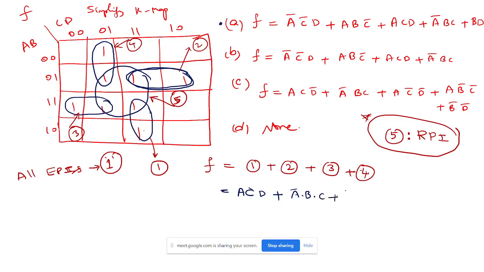Plus 3. 3 can be written as A, B, C bar. 4 can be written as what? A bar, C bar, D. So ACD, where is it? You can look at it. One second. A bar BC, then ABC bar, then A bar C bar D. Option B is the right answer. Yes, sir. Tell me.